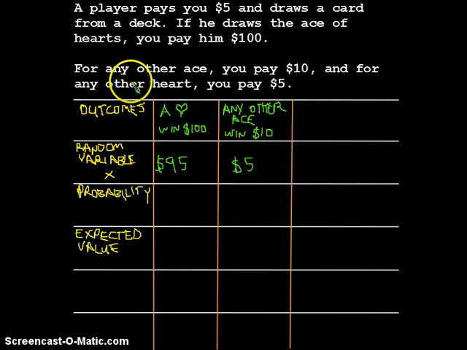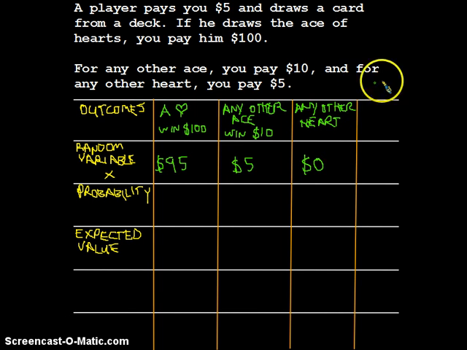Another possibility is that you could get any other heart. And so if that happens, for any other heart, the $5 is paid out. So you bet $5, you get paid $5 back, so the winnings would be 0.